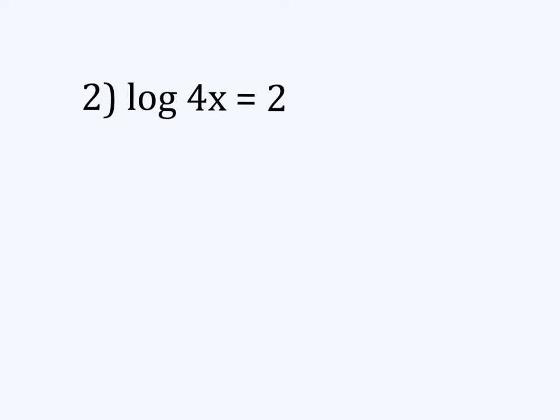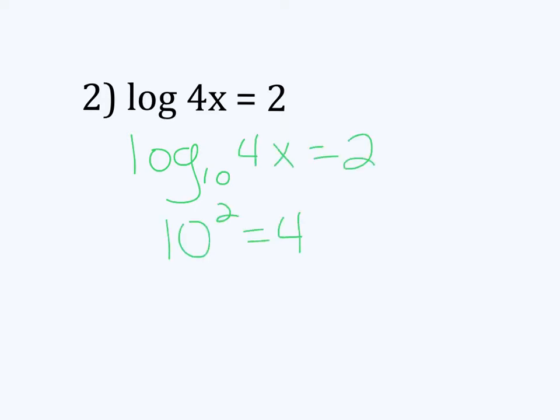All right, 2 is log. There's only one log on one side of the equation, so I want to convert this into exponential notation and then solve it. So log itself is really log base what? 10. So this becomes log base 10 of 4x equals 2, and then 10 to the second would equal 4x. 100 would equal 4x. X would equal 25.